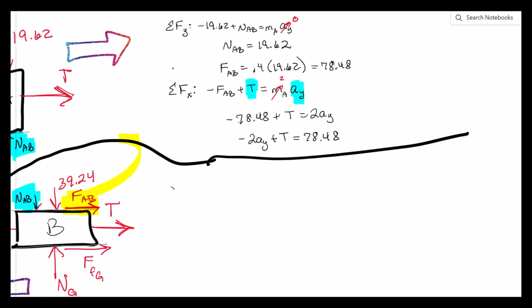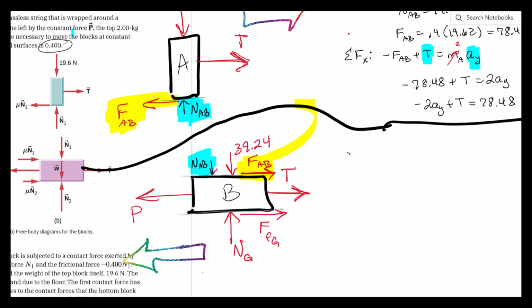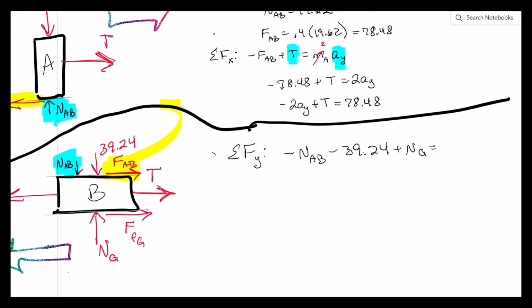All right, now let's look at this for B. Whew. This is more of a problem than you think it's going to be. I have no idea how the book's solving it, by the way. Sum of the forces in the y direction. Now, there's a negative NAB, there's a negative 39.24, and there's a positive NG, and this is equal to mass times acceleration in the, oh dang, I wrote this as a Y and nobody said anything. AX, X, X.